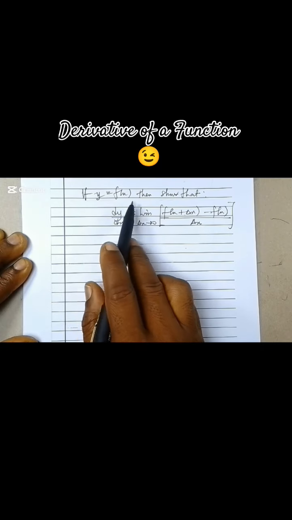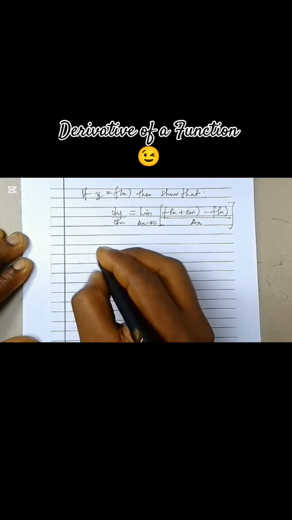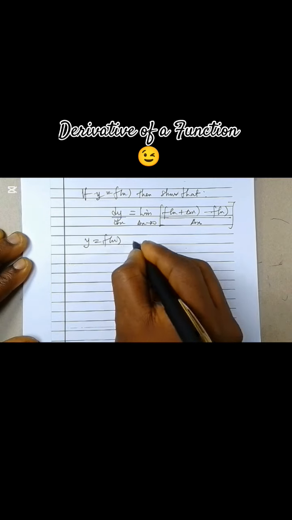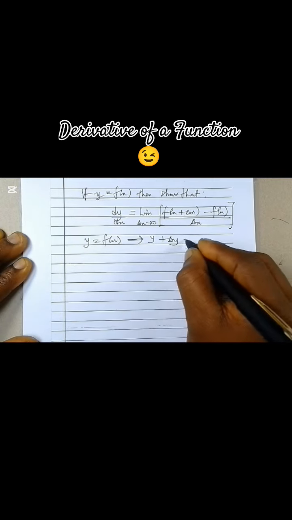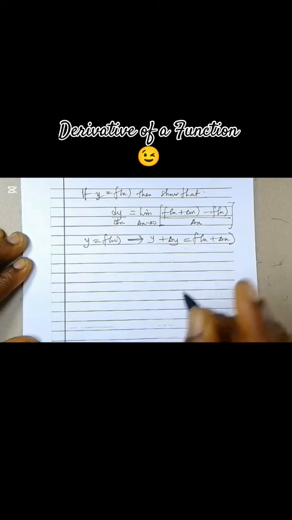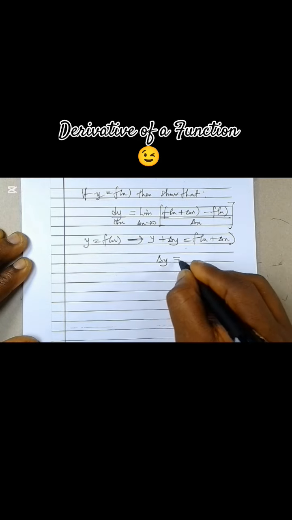Let's show that this is true. That is, y equals f of x implies that dy/dx will be equal to this. So all I'm going to start with doing will be to write y equals f of x implies that y plus an infinitesimal change in y will be equal to f of x plus an infinitesimal change in x. That's my first step.